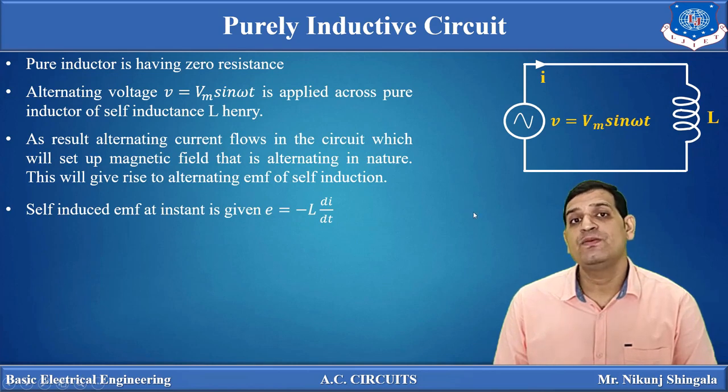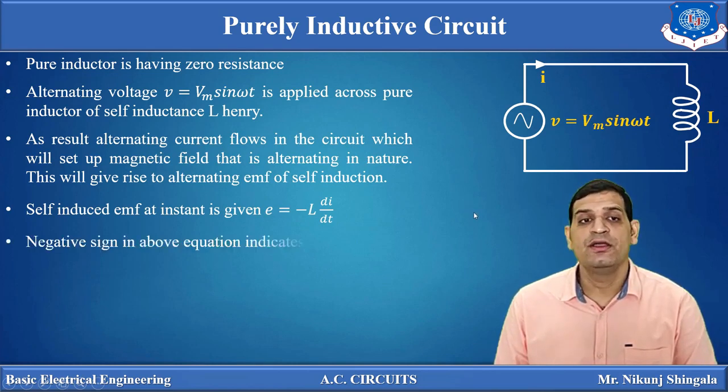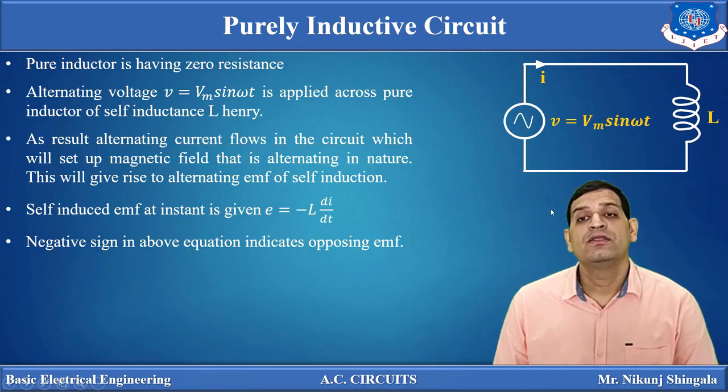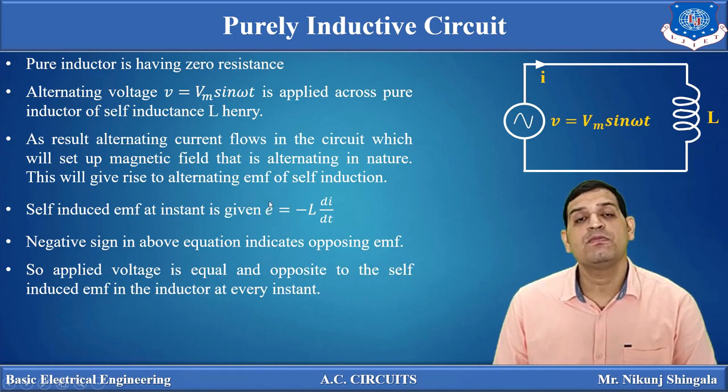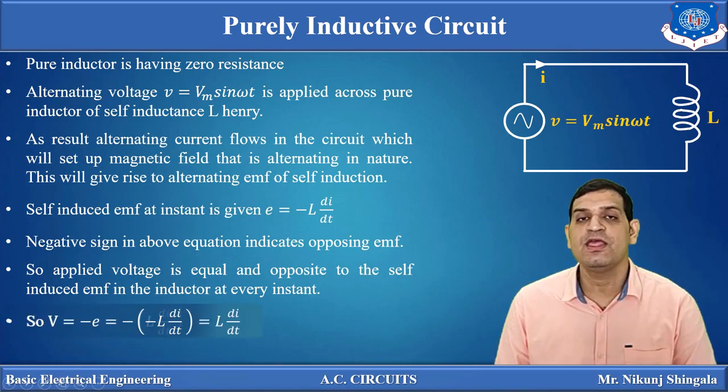So this is a back EMF which will oppose the cause of its production, and the cause of generation of alternating EMF is nothing but the current. So the negative sign indicates that it is the opposing EMF. So the applied voltage is equal and opposite to the self-induced EMF in the inductor at every instant. So we can write V is equal to minus e, because this e is nothing but the back EMF. This is because of Lenz's law. So we can write the applied voltage V is equal to minus e, that is minus in bracket minus L di by dt. So we can write V is equal to L di by dt.